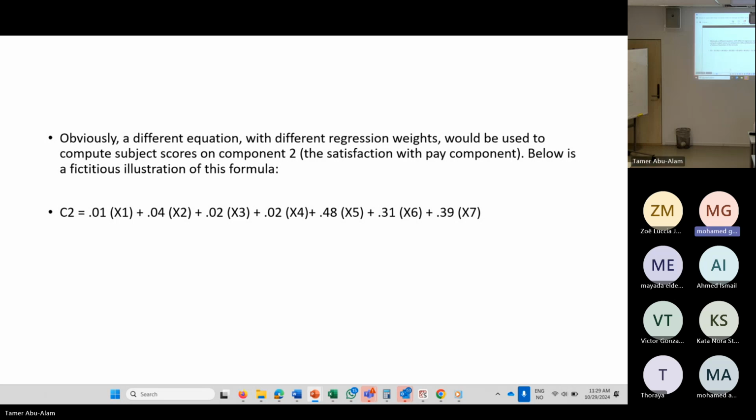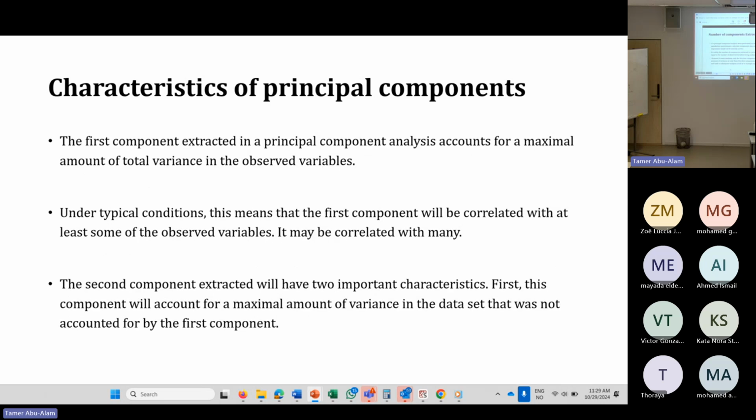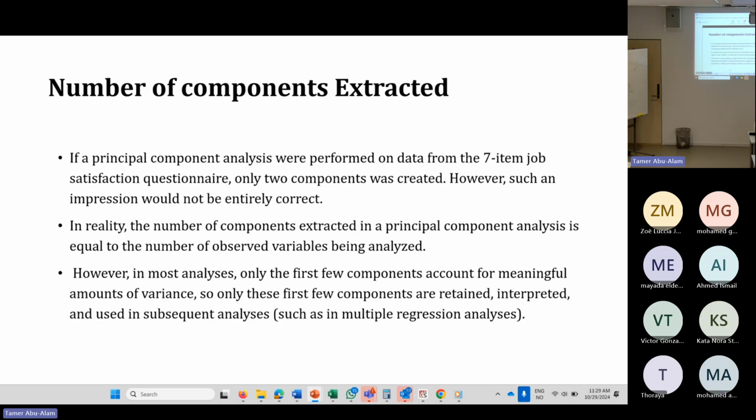Okay. This is the number of components extracted. You can read this at home, no problem. But again, you can extract up to the same number of variables. If you have data that includes 100 variables, you can have 100 principal components. But how many we use depends on your study. Normally, the first 4 are enough.